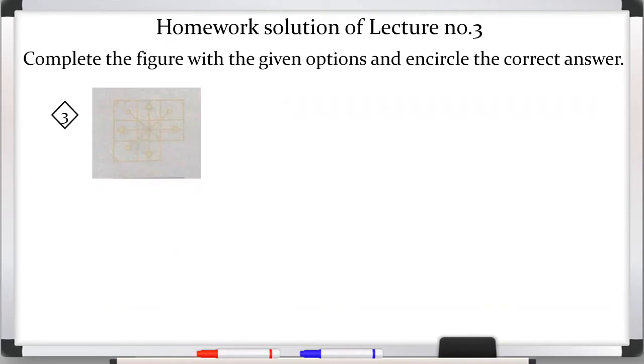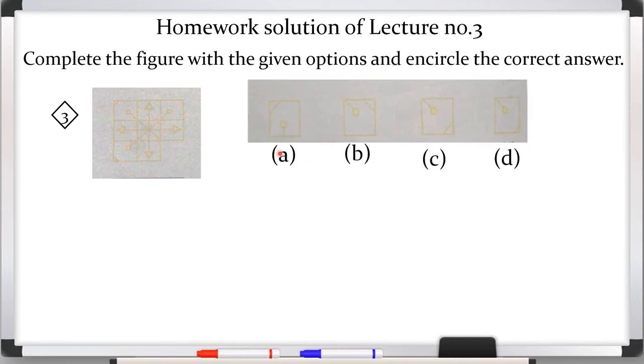Now in question number 3, this larger figure is given and we have to find out the missing part. So here we have 4 options. Now first of all we will observe this larger figure. Here you can see at the corners there is a small line at the corner of this square, okay. On each side there is a small line, and there is also one line and one small circle.